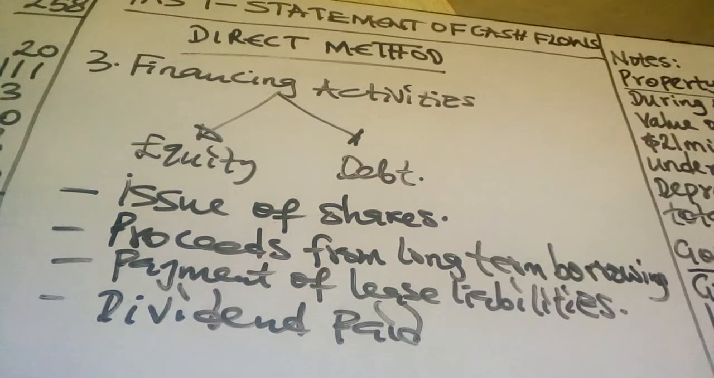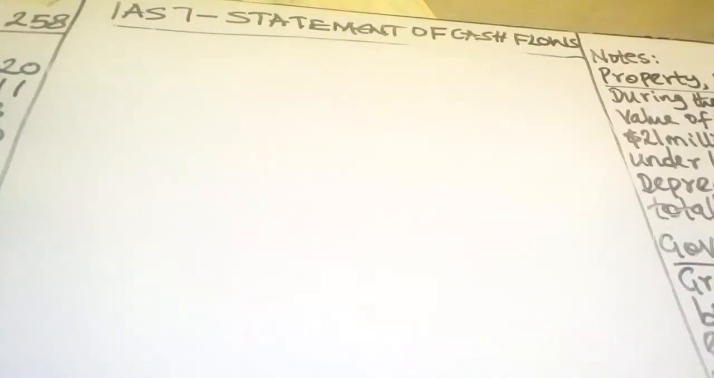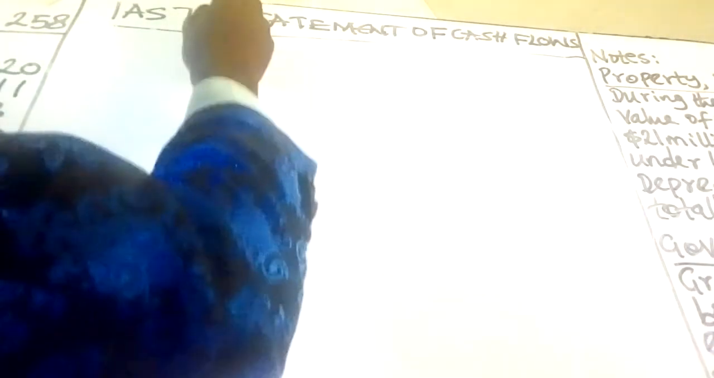Having given the examples of those items that will be reported as financing activity, I therefore want to give the format for the preparation of the statement of cash flows, under the direct method.